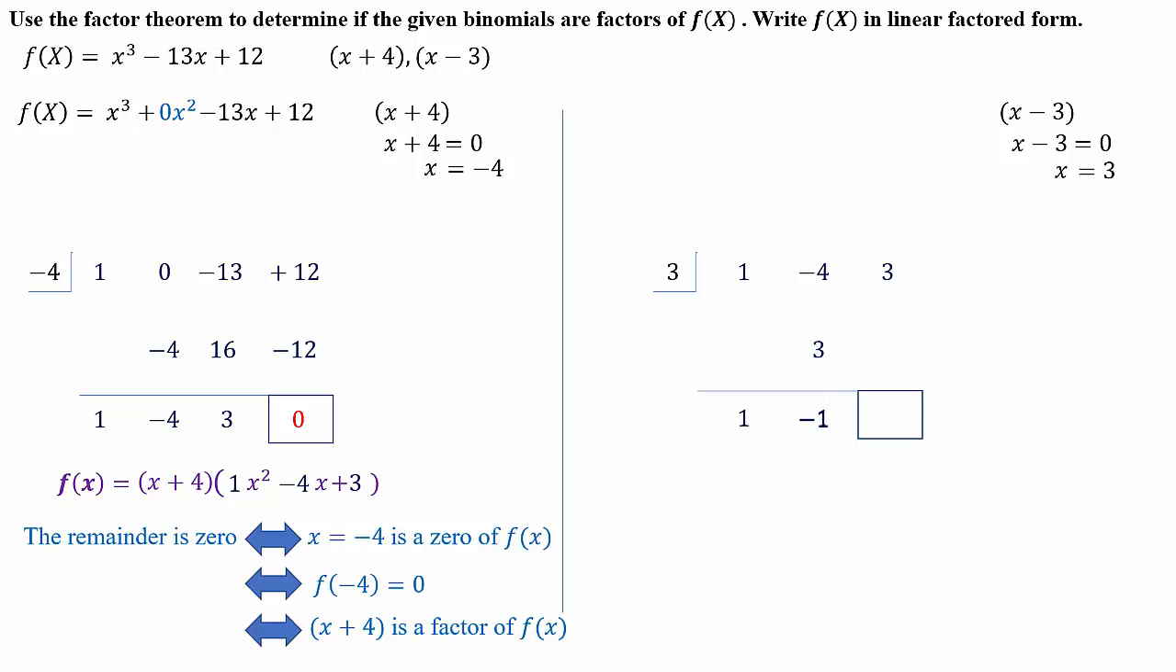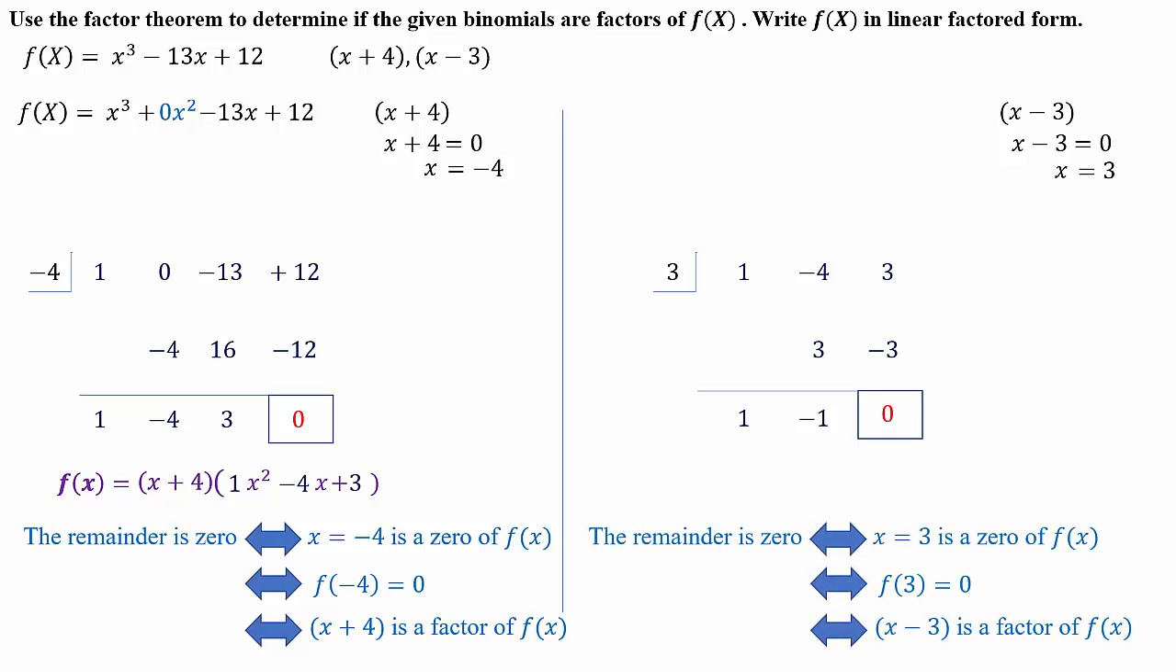Then 3 times negative 1, that's going to be negative 3. Adding the last two will have a result of 0. Again, as we said before, the remainder is 0, which means x equals 3 is a 0 of f of x. F of 3 equals to 0, and x minus 3 is a factor of f of x.